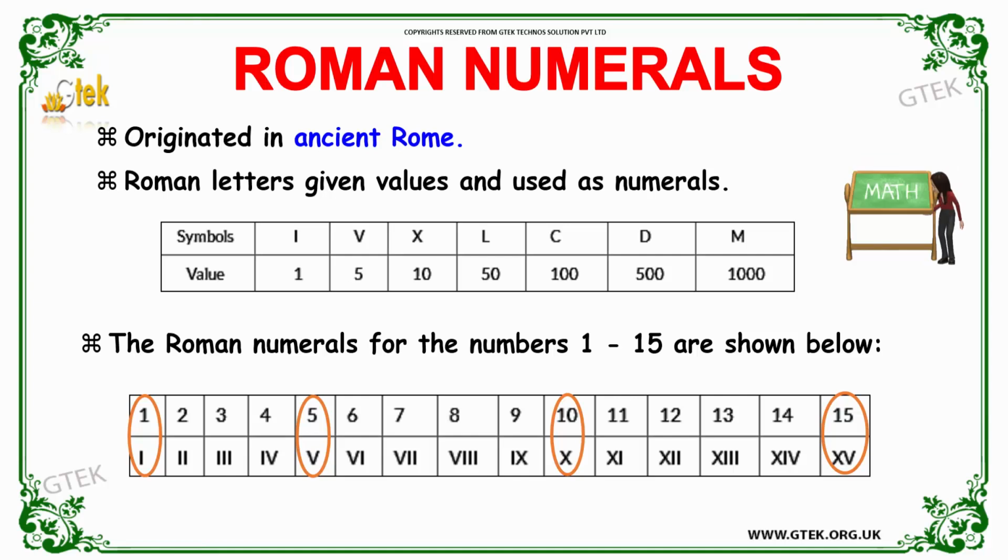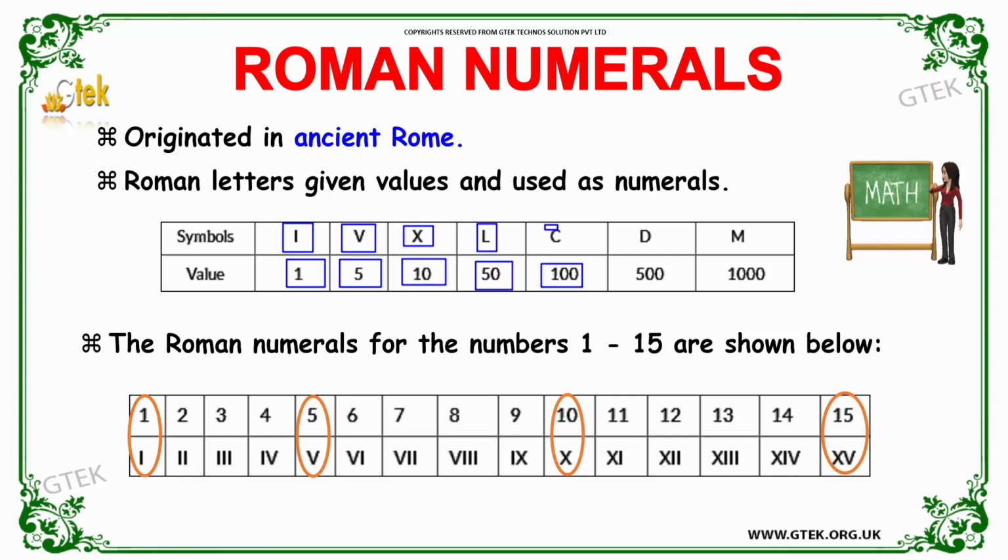If you see over here, in Roman letters, 1 is represented as I, 5 is represented as V, similarly 10 is represented as X, 50 is represented by the letter L, 100 is represented by the letter C, 500 is represented by the letter D. Your 1000 is represented by the letter M. So this is how representation of the numbers is done using the Roman letters.